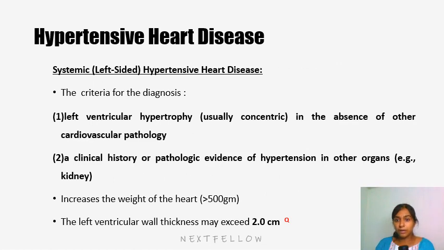So coming to hypertensive heart disease, this can be left-sided or right-sided hypertensive heart disease. Left-sided hypertensive heart disease is nothing but systemic hypertensive heart disease. So the criteria is there will be a left ventricular hypertrophy, usually of concentric type, and there will also be clinical evidence of hypertension in other organs. So in this patient, there will be an increase in weight of the heart, usually more than 500 gram, and the left ventricular wall thickness can be more than 2 centimeter.